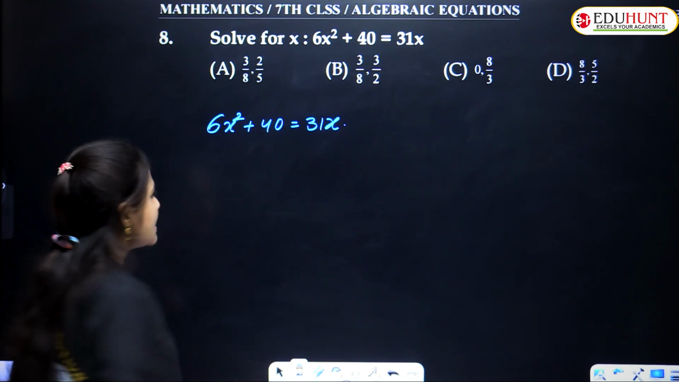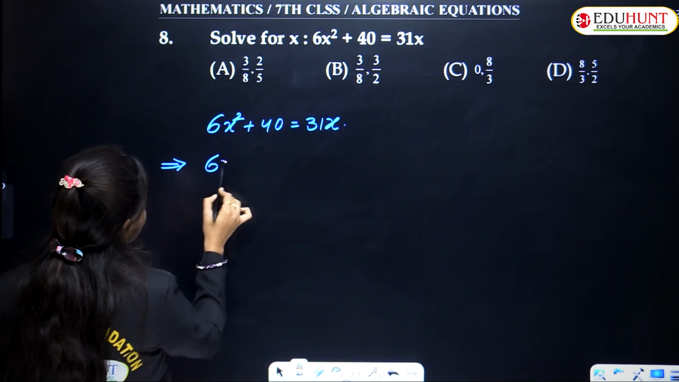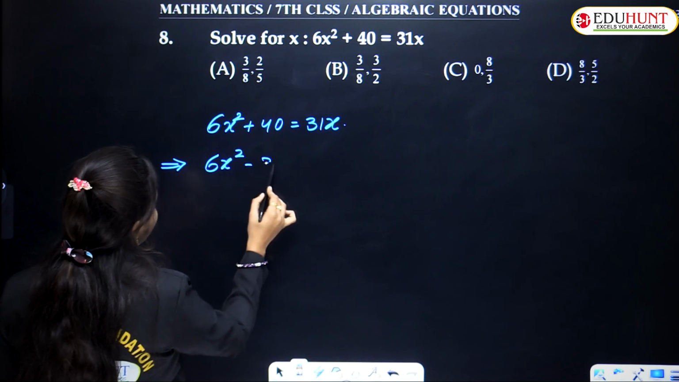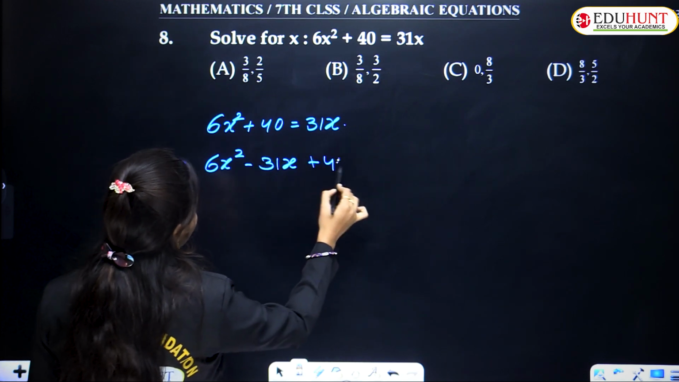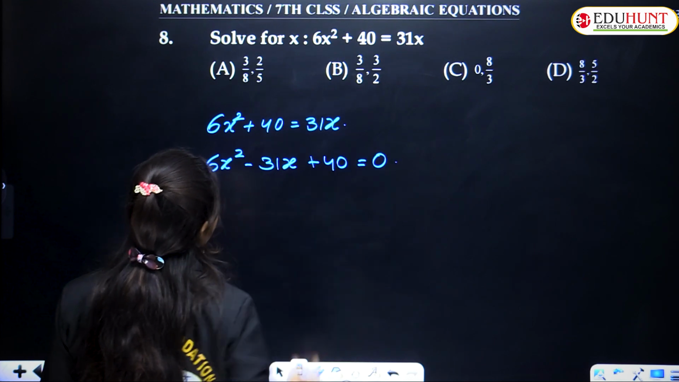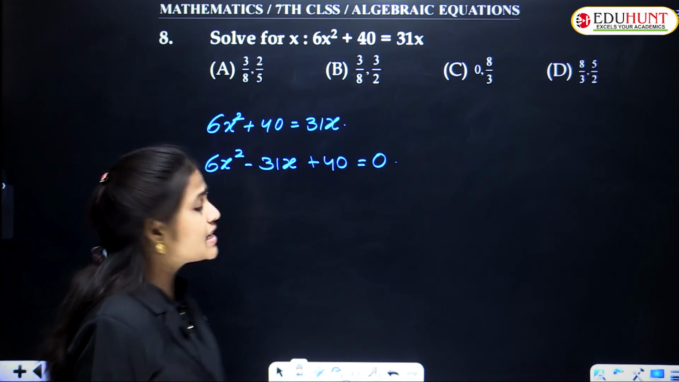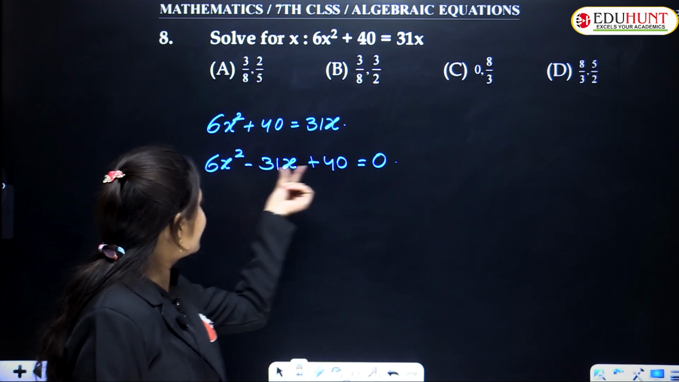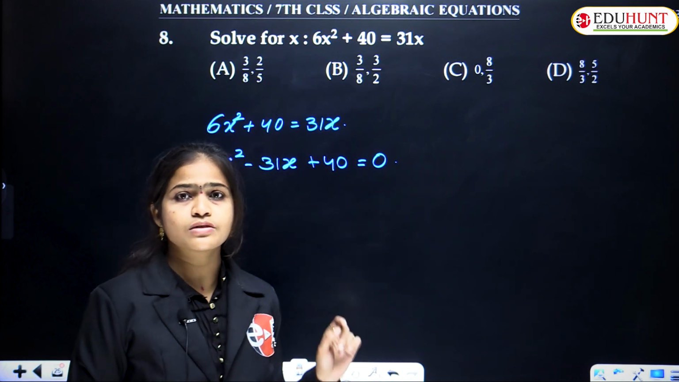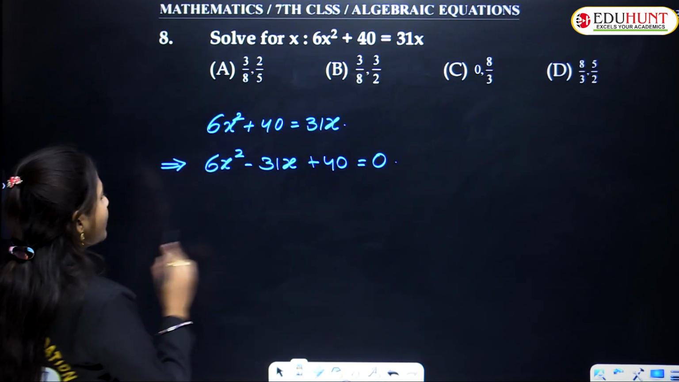First, this equation should be written in the general form of the quadratic equation. So 6x square plus 31x becomes 6x square minus 31x plus 40, which is equal to 0. By taking a common factor, no number is there to take common, and the numbers are big. So it is better to go for the quadratic formula. Use that quadratic formula.